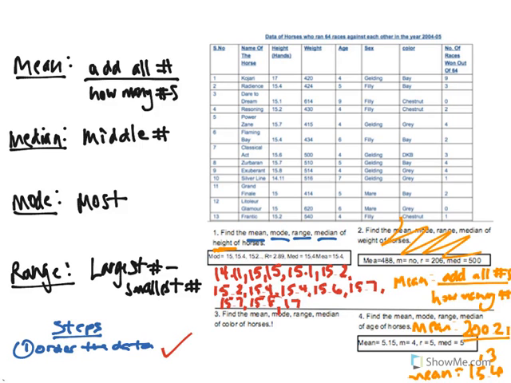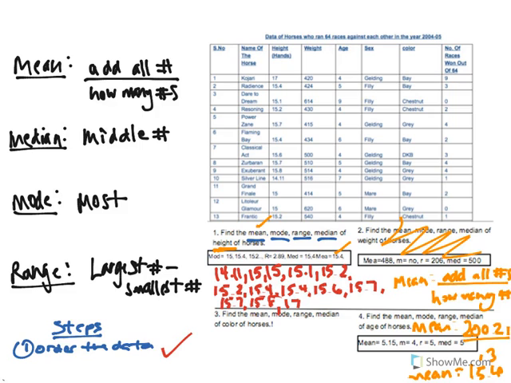$15.4. So my mean here is going to be 15.4. It says it over here. We're good. Oh, wait, no. It says the mean right here. Okay, but it's still right. So now we did the mean.